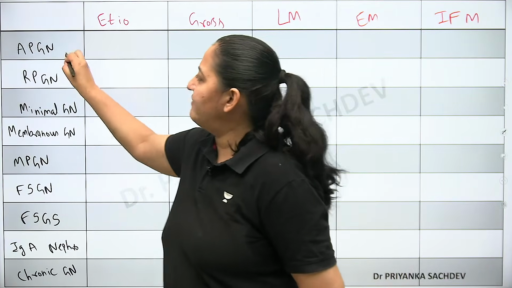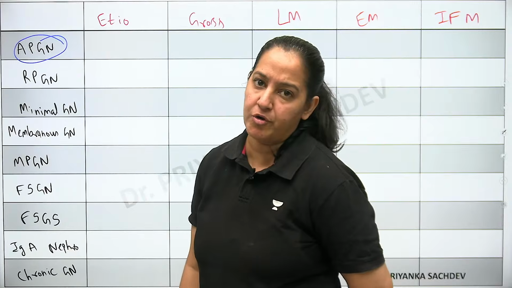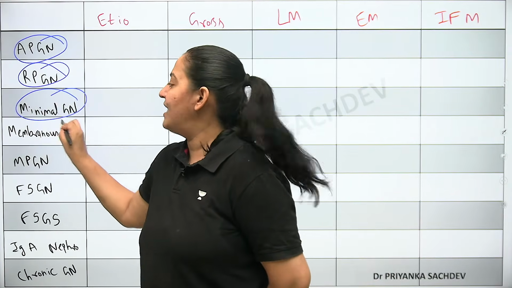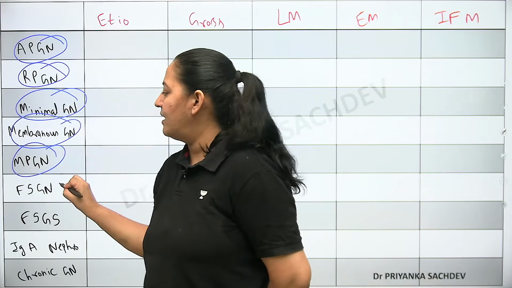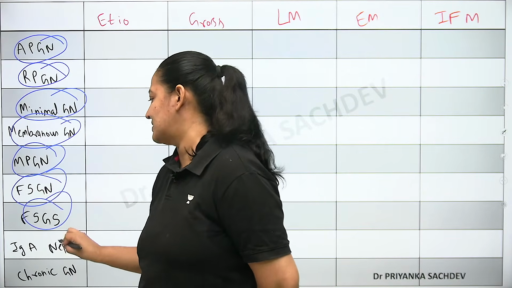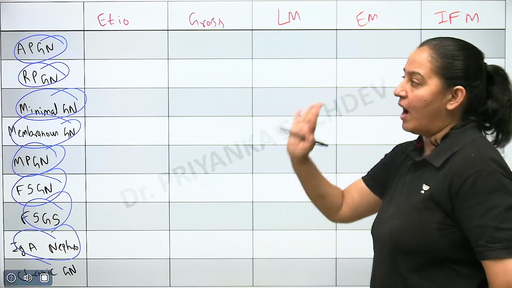First, I will teach you APGN, acute proliferative glomerulonephritis or post-streptococcal glomerulonephritis. Then I will teach you RPGN. Then MCD. Then MGN. Then MPGN. Then focal segmental glomerulosclerosis, then IgA nephropathy, then chronic glomerulonephritis. So these 9 I will teach you under the following headings.